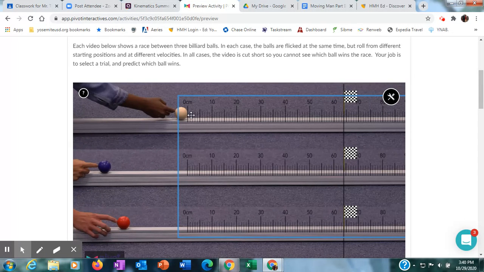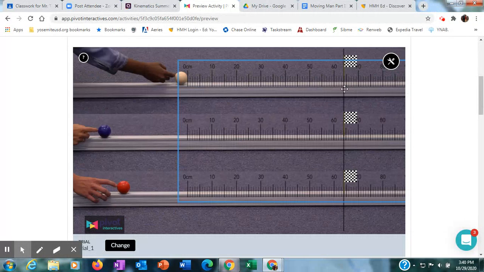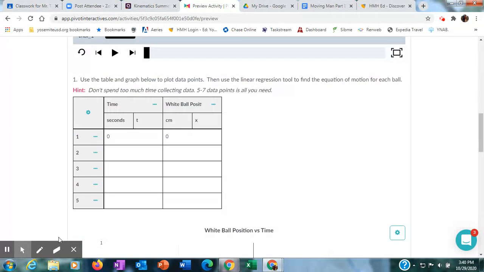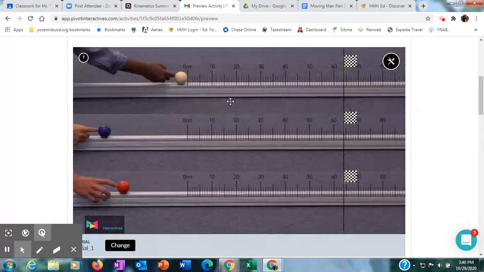In this case, I could see that my ball needs to travel a total of 64 centimeters according to this line. So right now, I'm going to write: ball needs to travel 64 centimeters, because this video doesn't go all the way through to the actual finish line. All right, so 64 centimeters to the finish line.